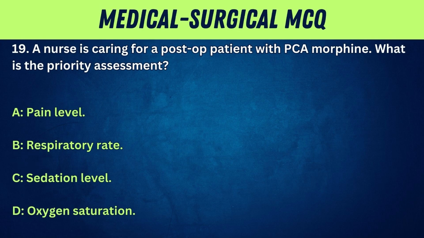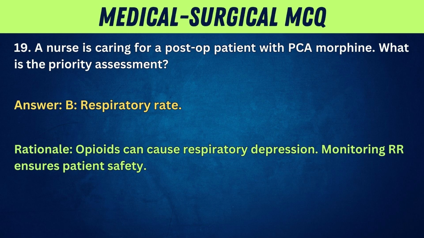19. A nurse is caring for a post-op patient with PCA morphine. What is the priority assessment? A. Pain level. B. Respiratory rate. C. Sedation level. D. Oxygen saturation. Answer: B. Respiratory rate. Rationale: opioids can cause respiratory depression. Monitoring RR ensures patient safety.